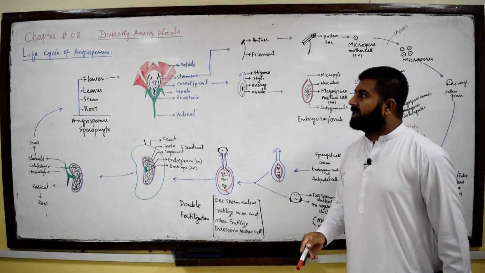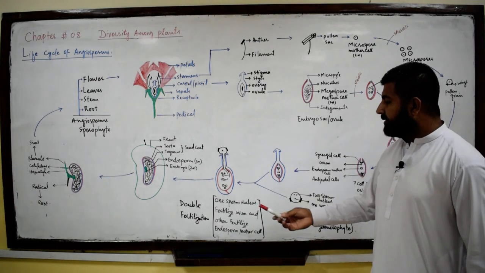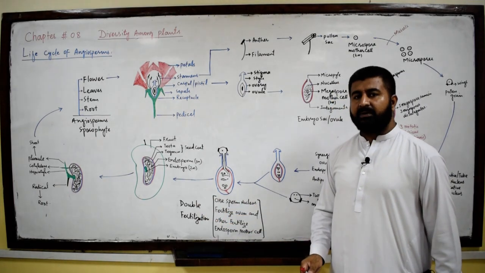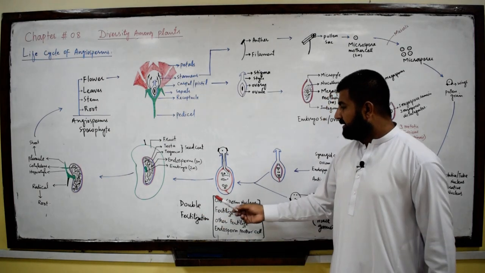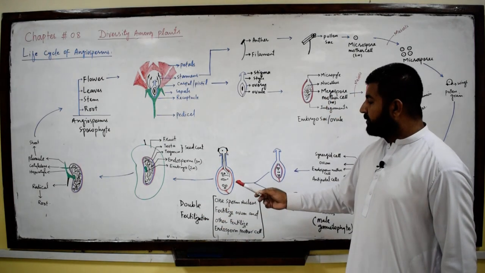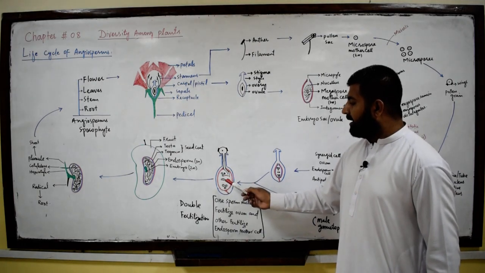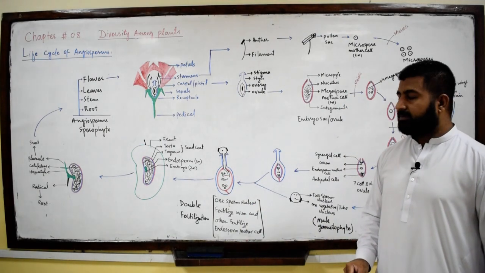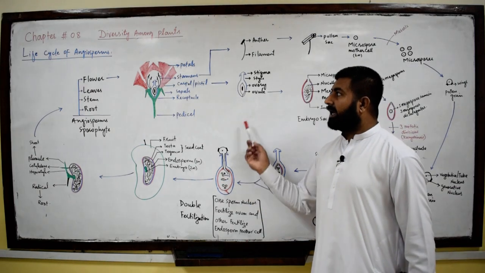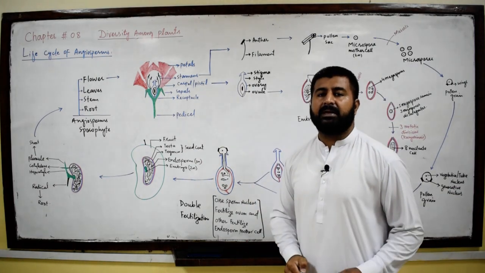In the angiospermic life cycle, you will find double fertilization. By double fertilization, it means that there are two sperm nuclei. One sperm nucleus fertilizes the ovum, while the other fertilizes the endosperm mother cell, which is the characteristic of the angiospermic plant.